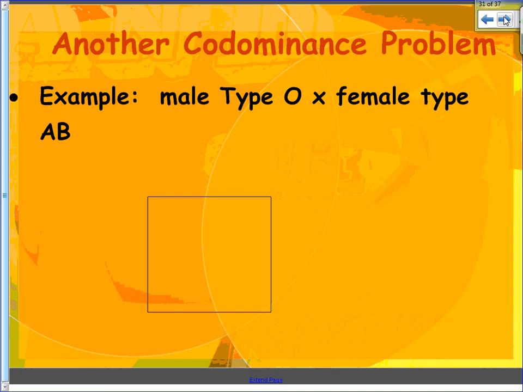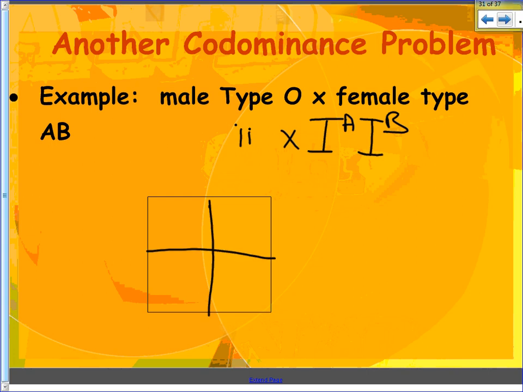If we had a male type O and a female type AB, I would like you to pause and figure it out, and then I'll reveal the solution. Okay, you should have a solution. So let's have a look. Our parents, remember, always start with the parents. So one parent is type O, and we have a female that's type AB. Setting up the Punnett square, it would look something like this. Filling in the Punnett square, you should have had this.